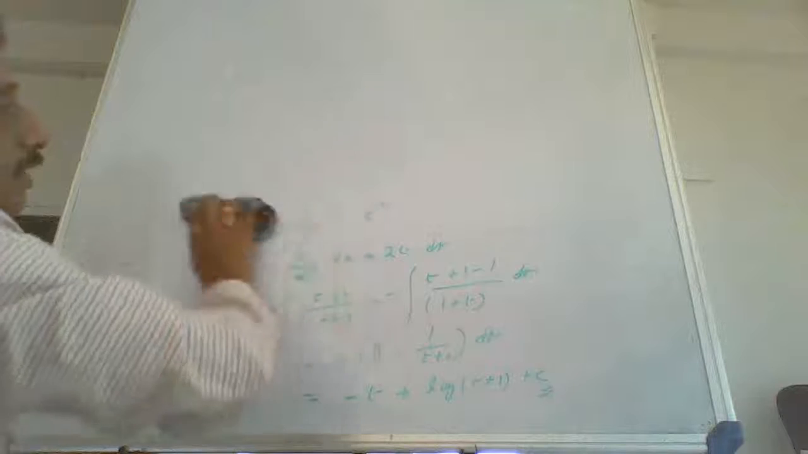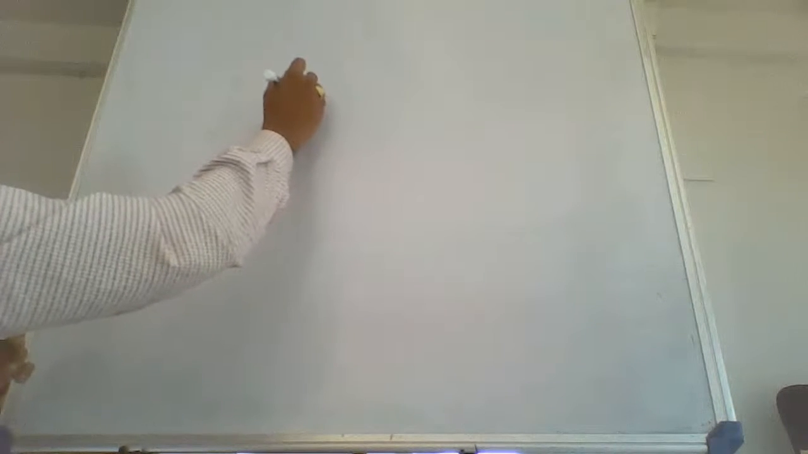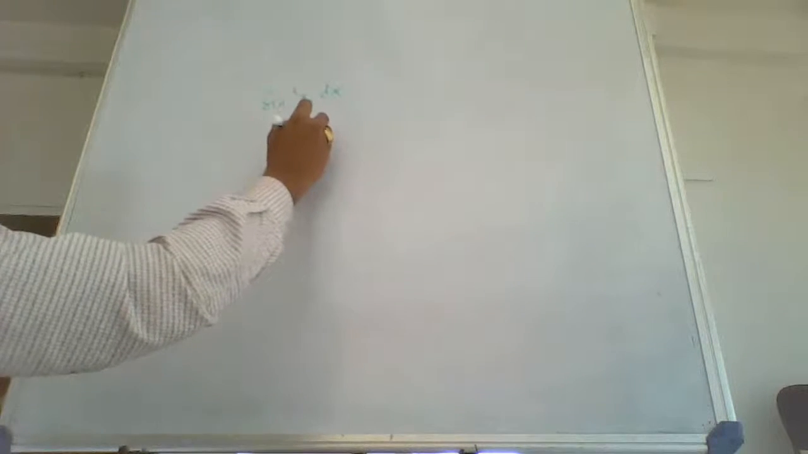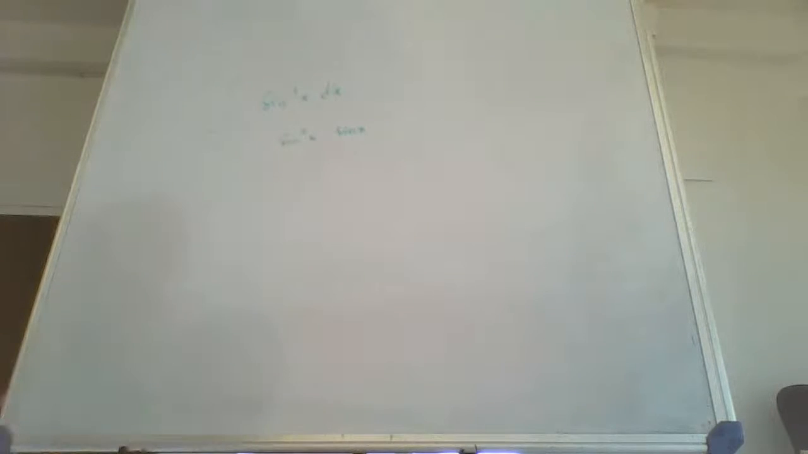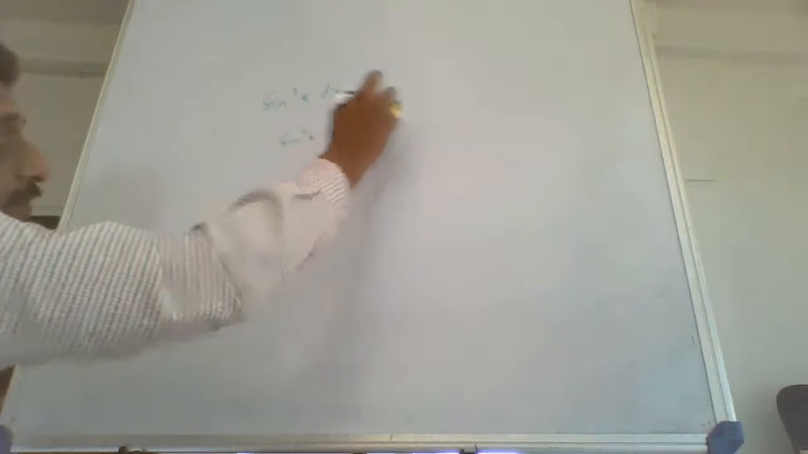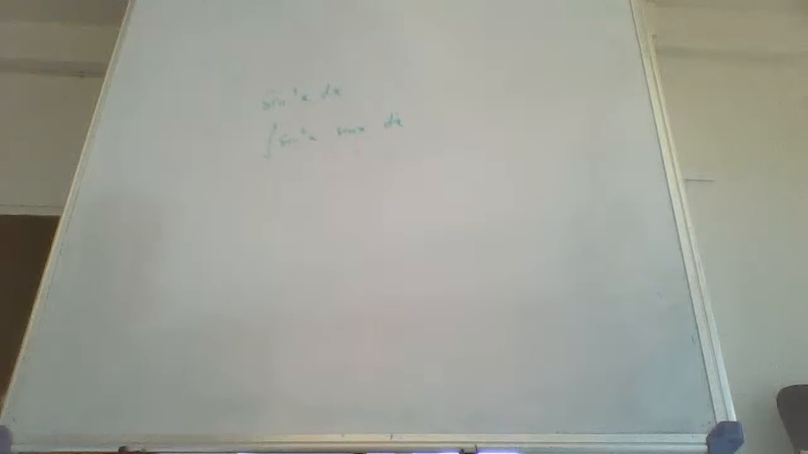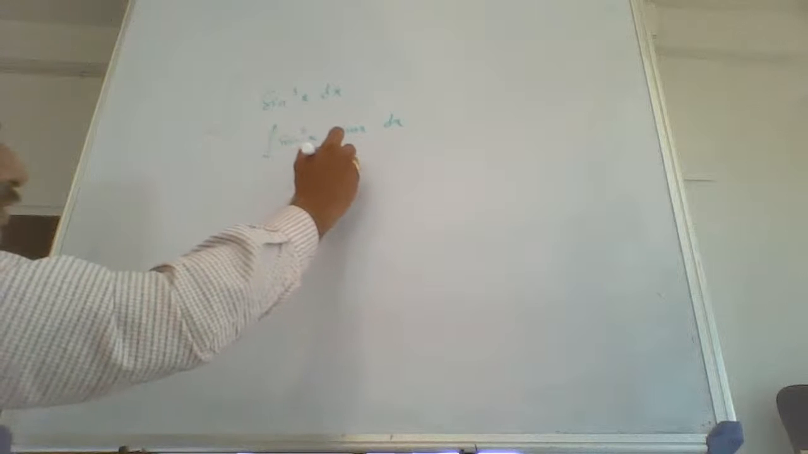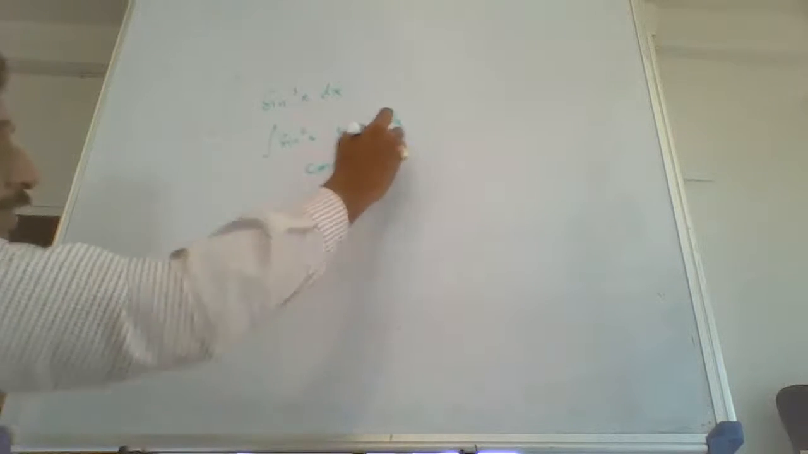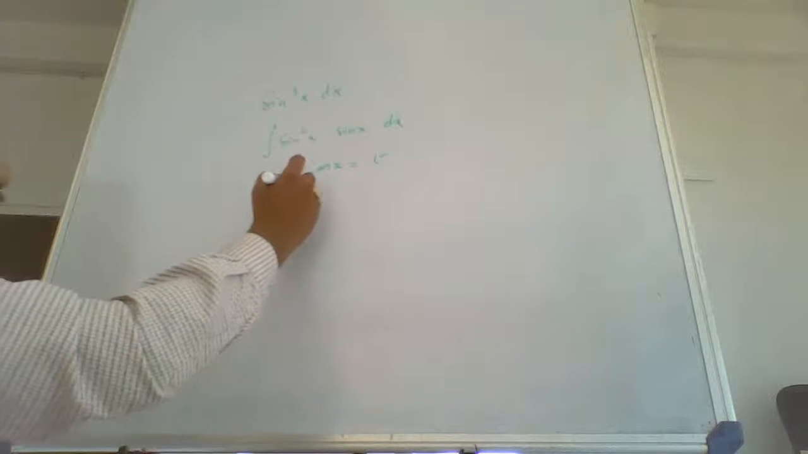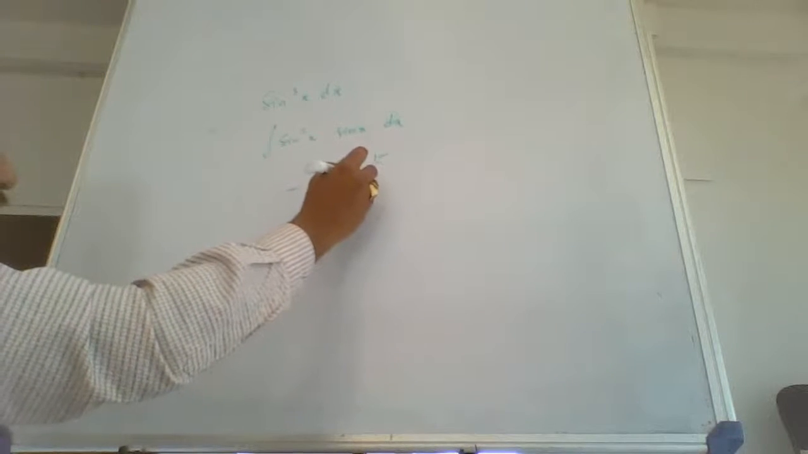Suppose I have the integral of sine cube x dx. This can be written as sine square x and sine x dx, integral. Now, if I put cos x as t, then differentiation of this is minus sine x dx, and this will be dt.